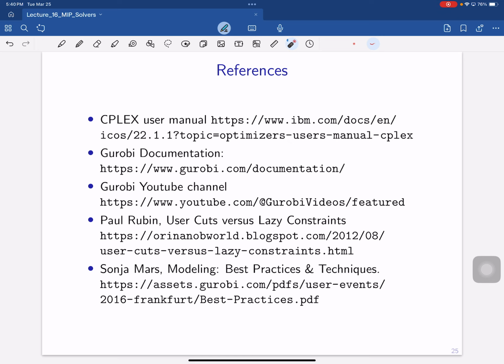And then if you want to read a bit more about user cuts and lazy constraints, there is a very nice blog by Paul Rubin that I would highly recommend. I also took some slides from, I think, Gurobi, on modeling best practices and techniques related to how to scale the variables and so forth.